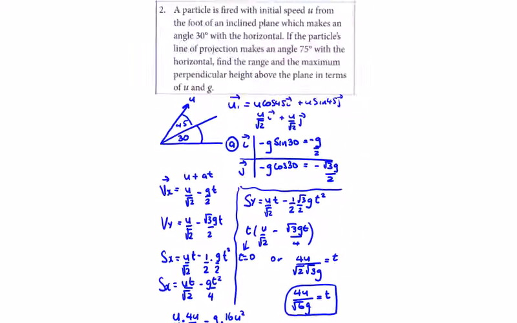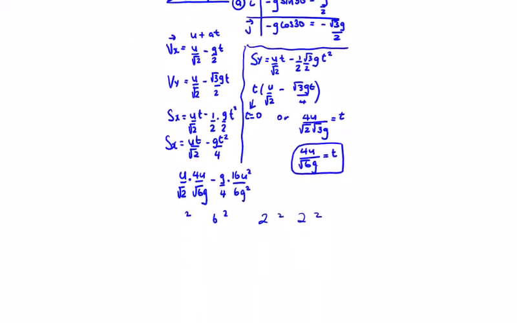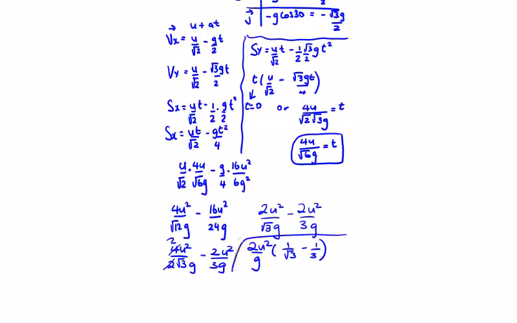I think in the answer, they asked us just in terms of u and g, so I think this is probably enough. You can type the 1 over root 3 into your calculator, which I don't have to hand, and it will give you a slightly different answer here, but it tidies up a little bit nicer. So that's the end of question 2.